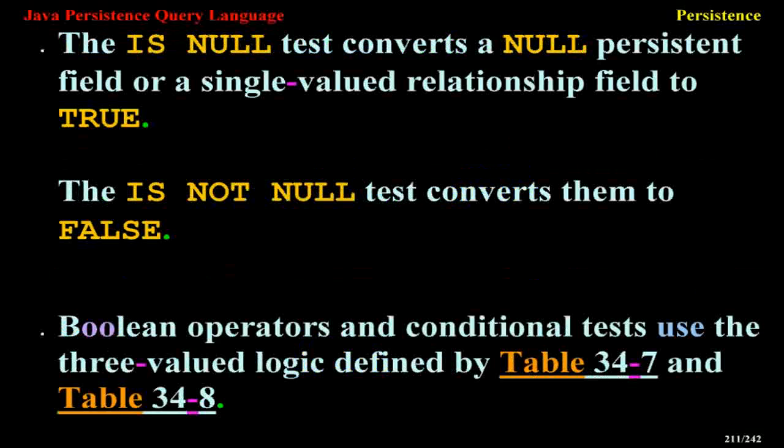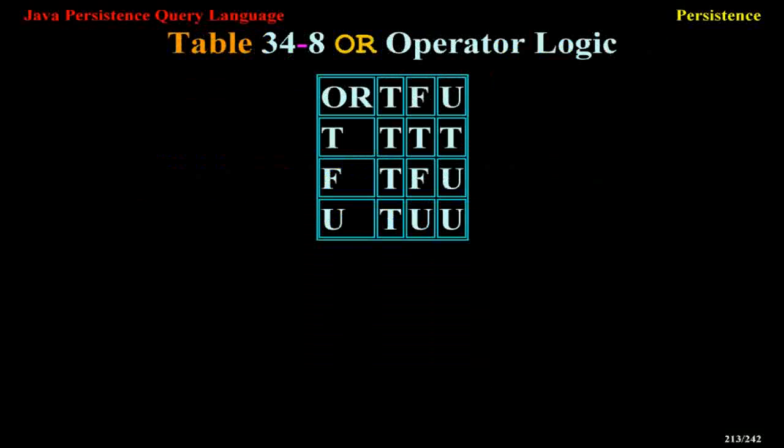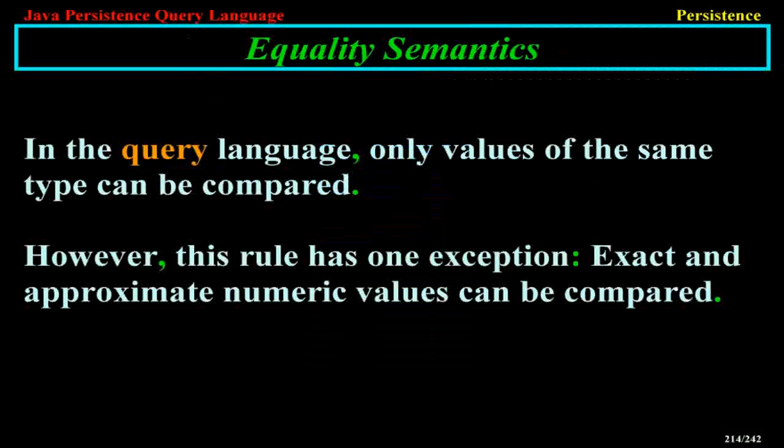The IS NULL test converts a null persistent field or a single-valued relationship field to true. The IS NOT NULL test converts them to false. Boolean operators and conditional tests use the three-valued logic defined by Table 34-7 and Table 34-8. In these tables, T stands for true, F for false, and U for unknown. Table 34-7 AND operator logic: TFU, T: TFU, F: FFF, U: UFU. Table 34-8 OR operator logic: TFU, T: TTT, F: TFU, U: TUU.